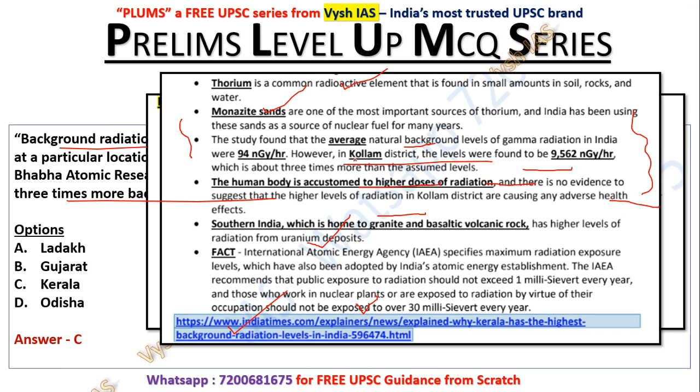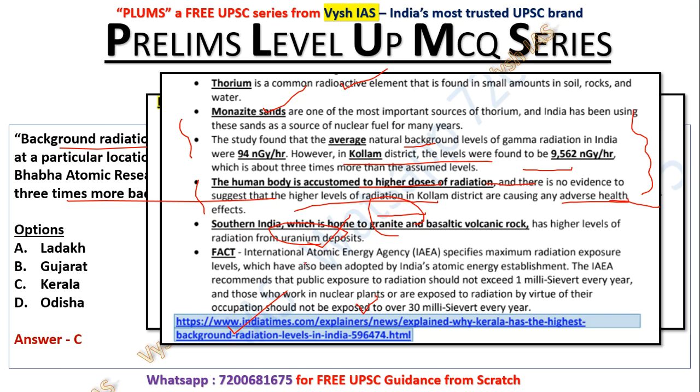Okay, but I don't think it is going to cause any issue with humans, because the human body is accustomed to a higher dose of radiation, and there's no evidence to suggest that the higher level of radiation in Kollam district is causing any adverse health effect. So the human body can withstand even more radiation than what is available there. So as of now, it is not an issue. Southern India, which is home to granite and basalt volcanic rock, has a higher level of radiation from uranium deposits also. So there are various reasons by which southern India can have more background radiation.